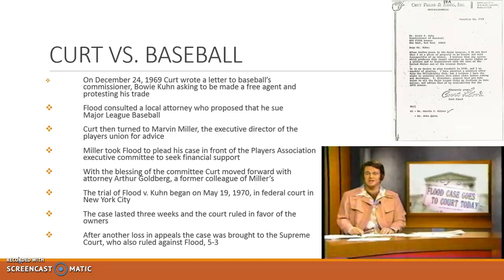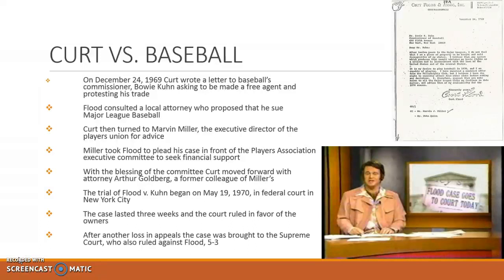On December 24th, 1969, Curt wrote a letter to baseball's commissioner, Bowie Kuhn, asking to be made a free agent and protesting his trade. Kuhn was sympathetic, but essentially said that his hands were tied due to the reserve clause. Flood consulted a local attorney who proposed that he sue Major League Baseball. Curt then turned to Marvin Miller, executive director of the Players Union, for advice. Marvin Miller informed Flood that the odds of him winning any case against the league were stacked incredibly high. He also stressed that Flood would likely not benefit from his victory if he somehow did win. Also, that he would certainly never play baseball again no matter the outcome.